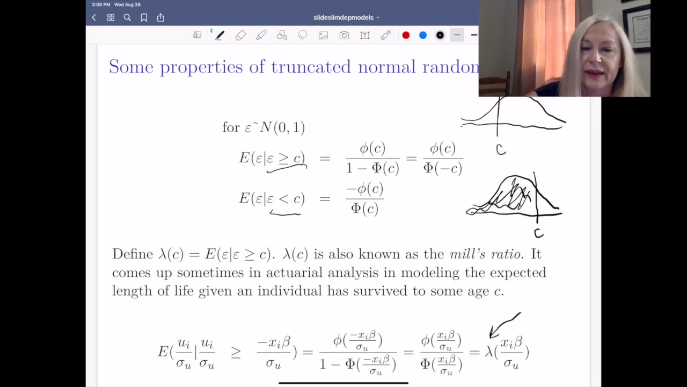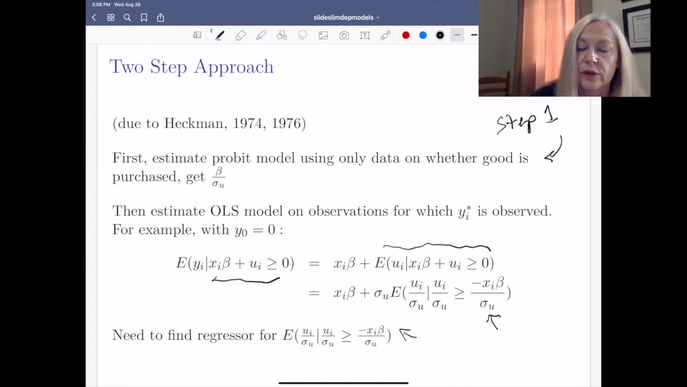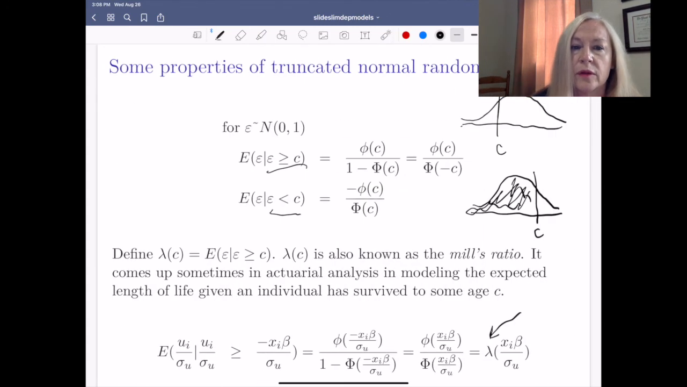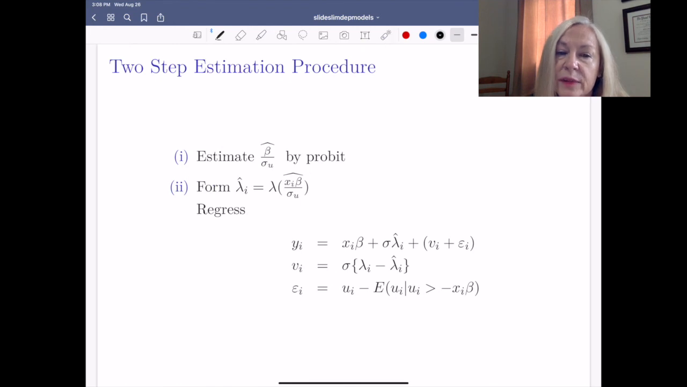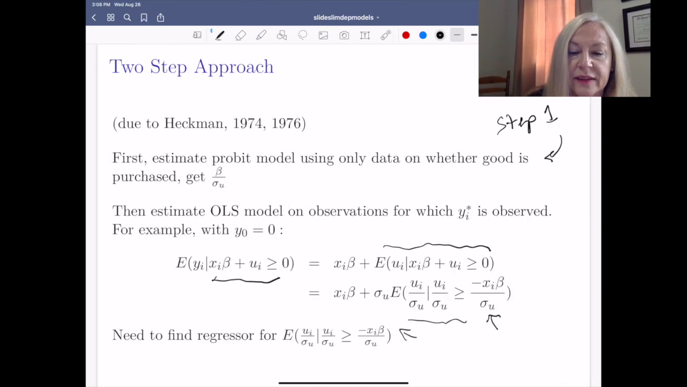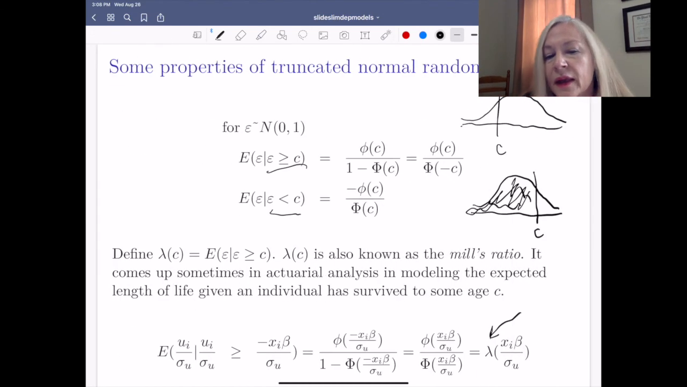Okay. So now let's go back. So we had this, and now we have an expression for this here using the Mills ratios. The idea is you first estimate beta over sigma u by probit, and then you can form this lambda, and it'll be lambda i hat because you don't know the actual beta. You're putting in an estimate. So technically, the difference between the true lambda and the lambda hat is going to go in the residual, okay? Actually, the sigma should have a u on it because it's the same as this one here.